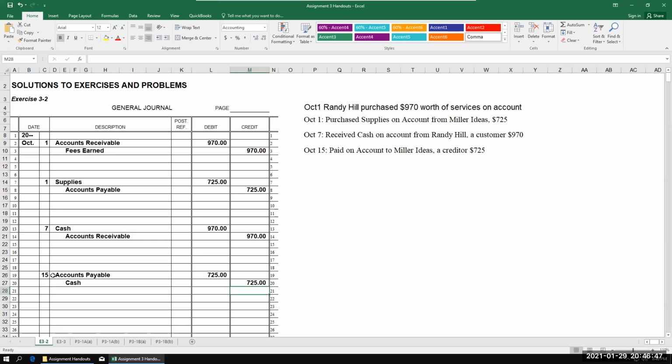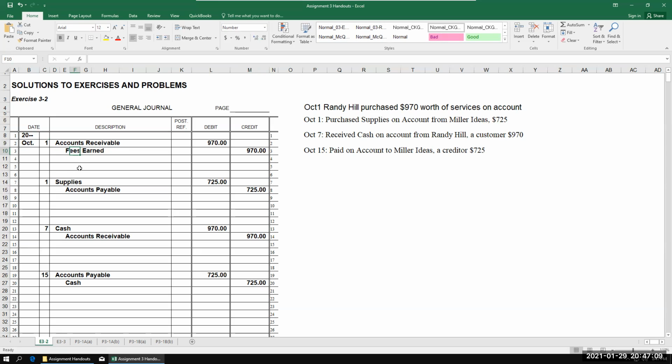Some things to remind people of: always make sure that you have your debits and your credits lined up in this way, where the debit is flush against the side, and then you indent for your credit. And if you have more than one credit, those credits will line up. If you have more than one debit, those debits will line up. You want to make sure you get those in there.